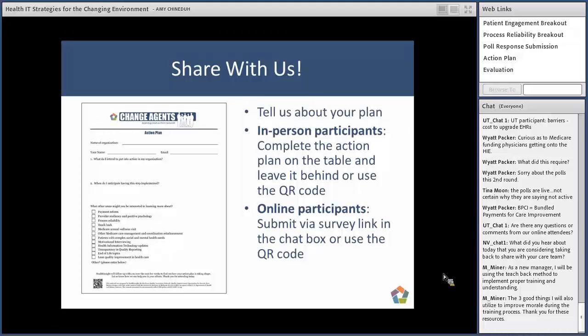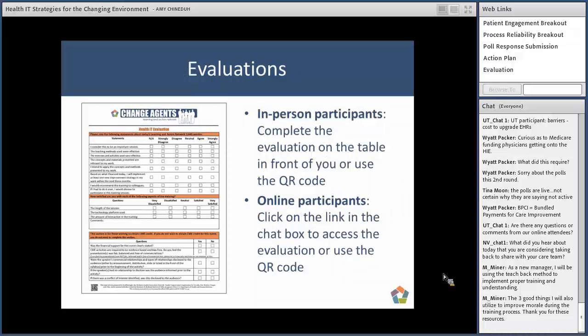Okay, and we ask you to continue to work on sharing with us your action plans and developing those as you have opportunity. But we do want to now move into the final step, where we're asking for your feedback.